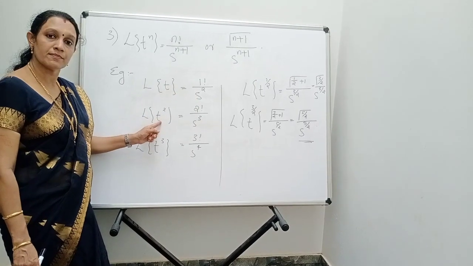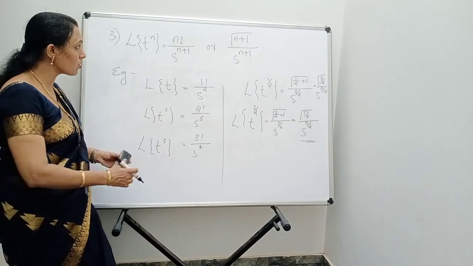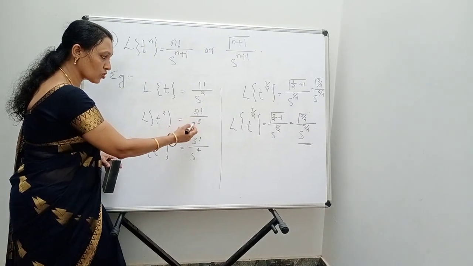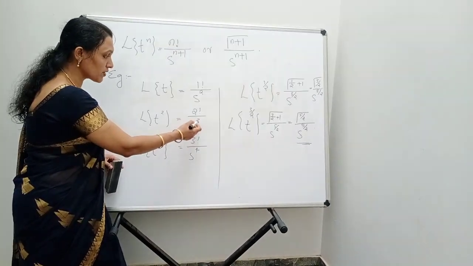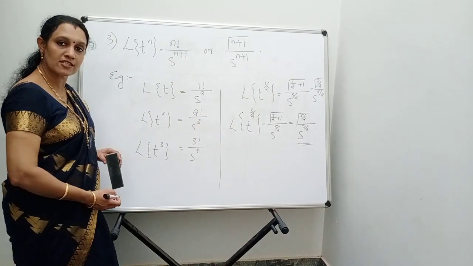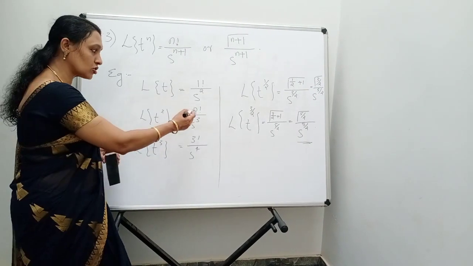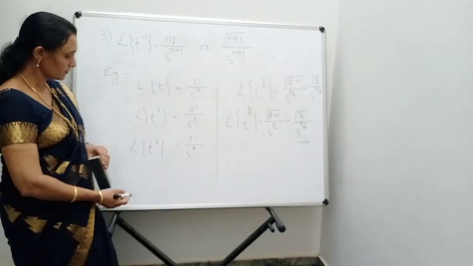What will be L of t square? n is equal to 2. Therefore, by the definition it is 2 factorial by s raised to n plus 1. n is 2, 2 plus 1 is 3. So 2 factorial by s cube. 2 factorial is 1 into 2, that means 2. So 2 by s cube.